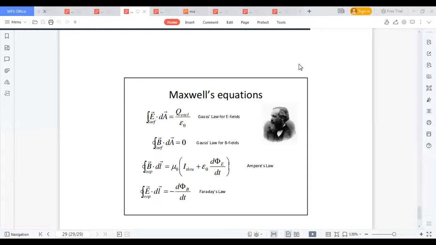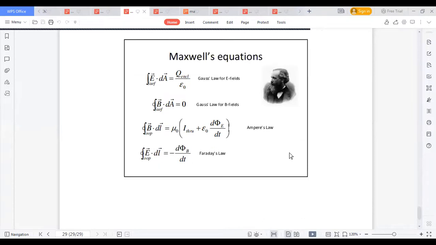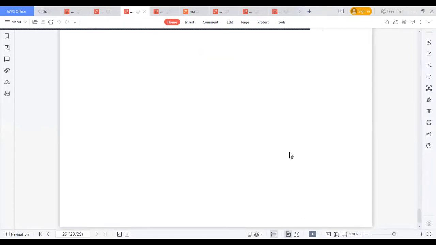In summary, Maxwell's equations are these four equations. One is Gauss's law for electric field, second is Gauss's law for magnetic field, and then Ampere's law and Faraday's law. So in short, these are Maxwell's equations. You have to remember this.